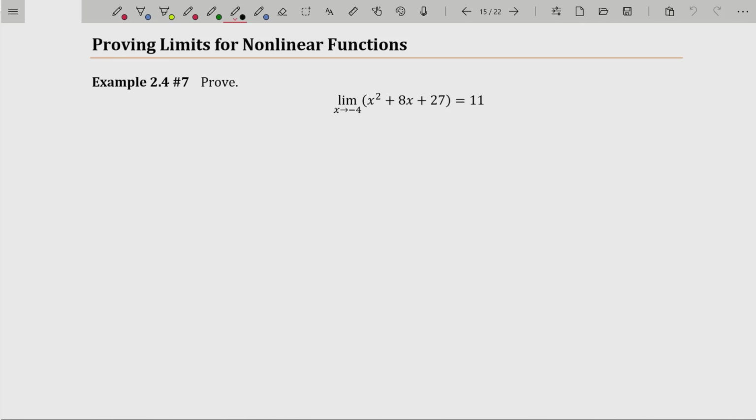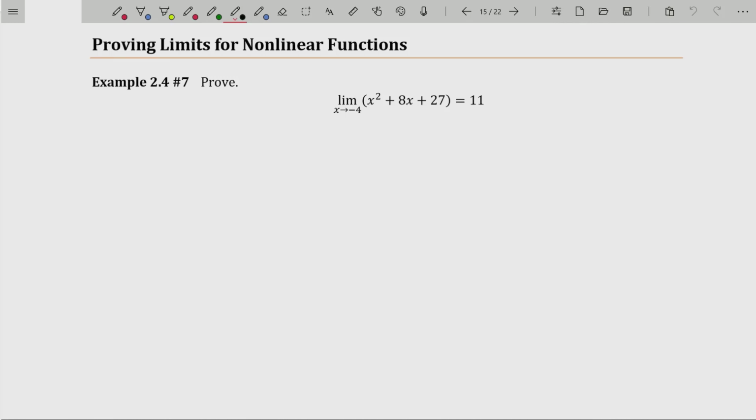It is assumed that you have already watched the videos on the precise definition of a finite limit at a finite point, that you sort of understand that definition because it's going to be required as we move through here. Also, definitely, if you have not watched it, watch the Proving Limits for Linear Functions video. That will help understand pieces of what I'm going to be doing here.